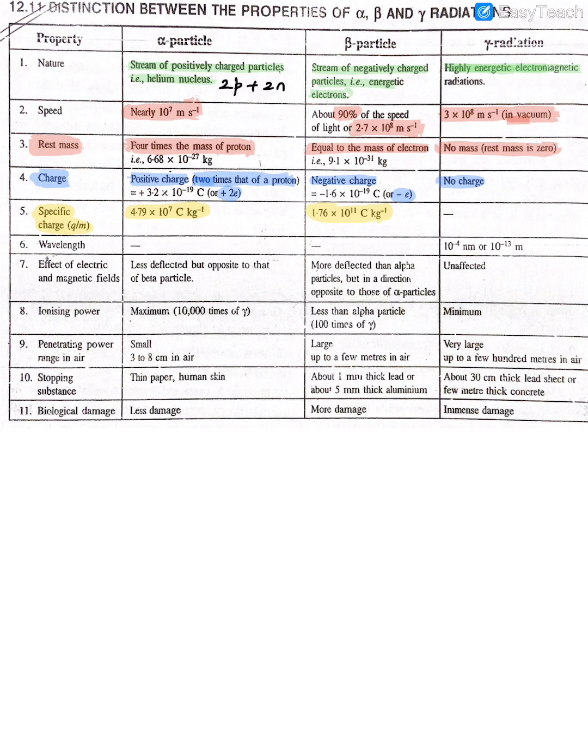Then the wavelength: alpha and beta will not have a wavelength because those are particles, whereas this is a radiation. So look at its wavelength, the range of the wavelength. The next thing is the effect of electric and magnetic field. So which particle will get affected in an electric field? Say you leave an alpha particle. Say for example, I'll just explain out here, guys.